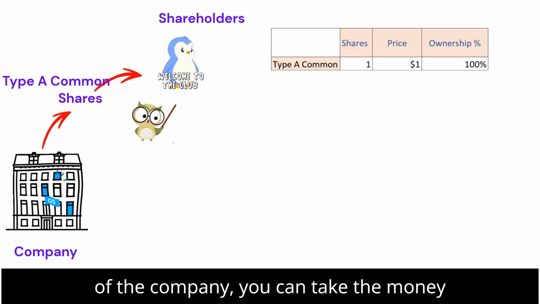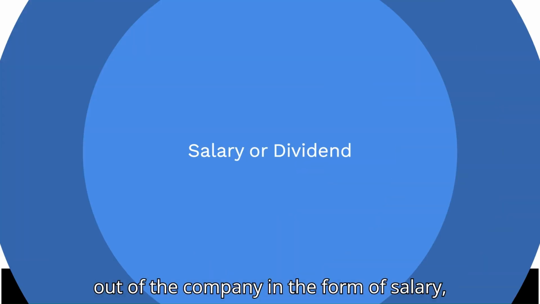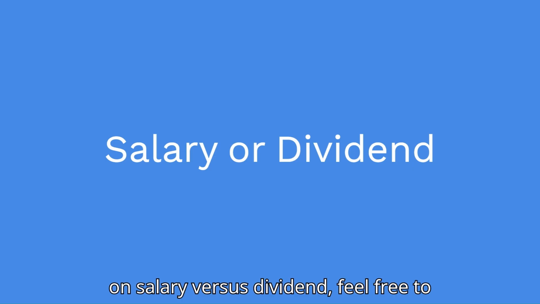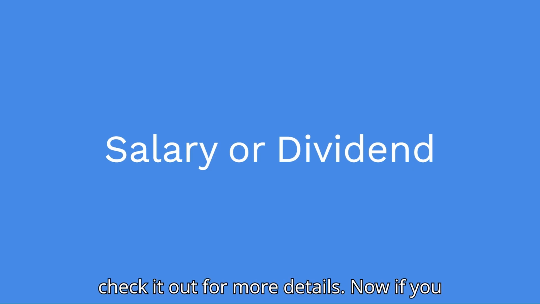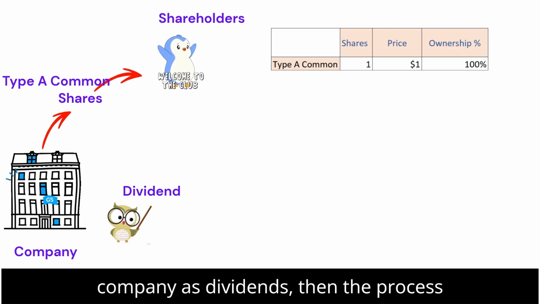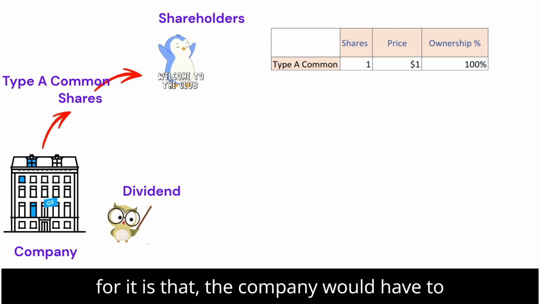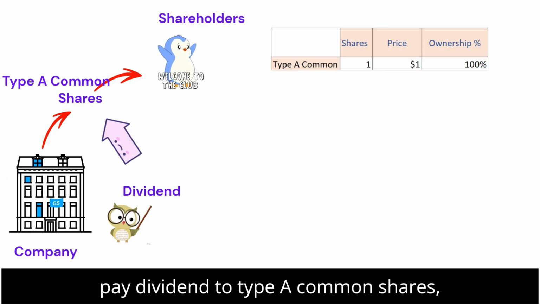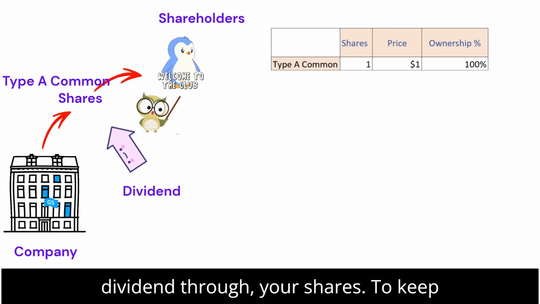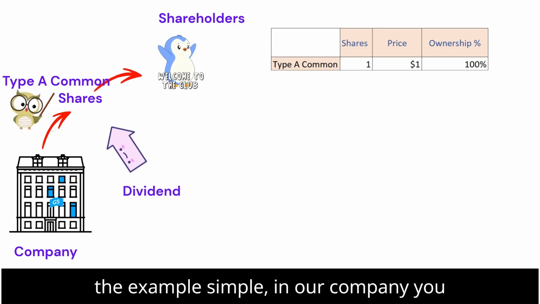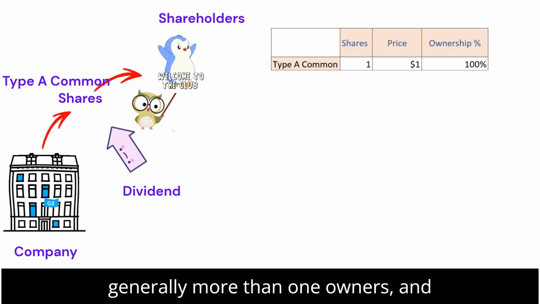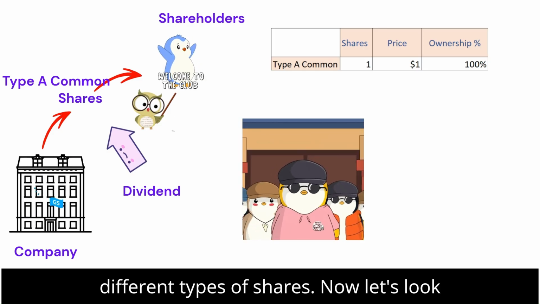As the owner of the company, you can take the money out of the company in the form of salary or dividend. I've made a separate video on salary versus dividend. Feel free to check it out for more details. Now if you decide to take the money out of the company as dividends, then the company would have to pay dividend to type A common shares, which is held by you, and you get the dividend through your shares. To keep the example simple, in our company you are the only owner. However, there are generally more than one owners and different types of shares.